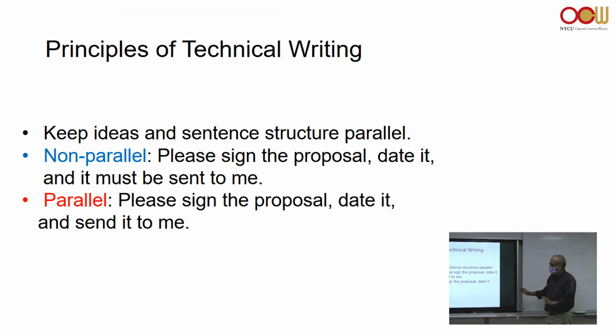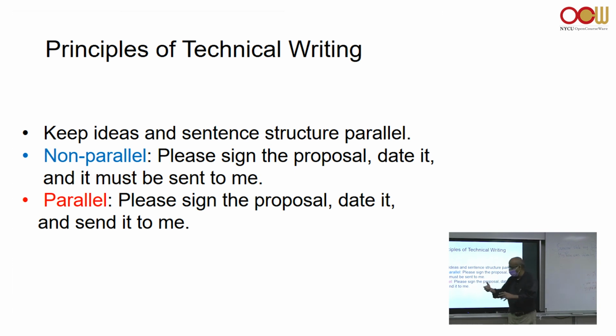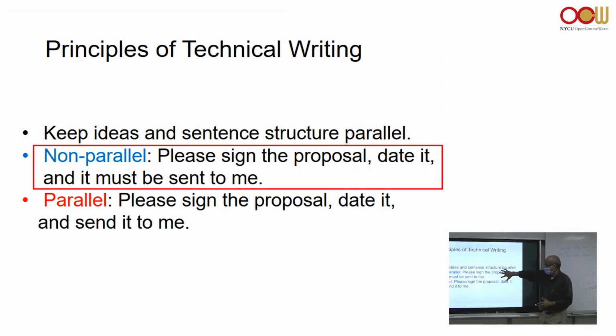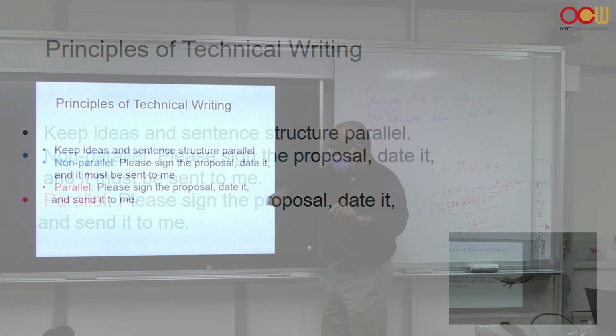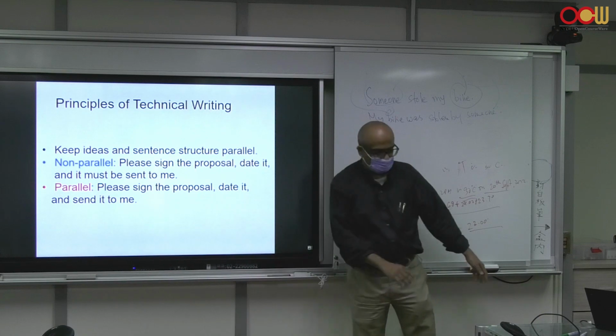So we say we need to use a sentence structure which is parallel. I give this example, although this is not enough, but just gives you an idea. Please sign the proposal, date it, and it must be. Here is a trouble. Something is going wrong. So we correct it. Please sign the proposal, date it, and send it to me. So this part is changing the tone of the sentence. So this is called non-parallel, and this is called parallel. However, you need to have more English writing experience to get to this. I just put it because this is sometimes required.